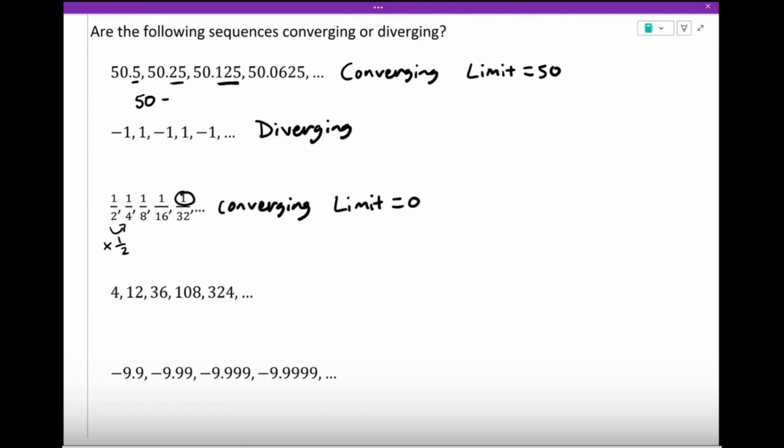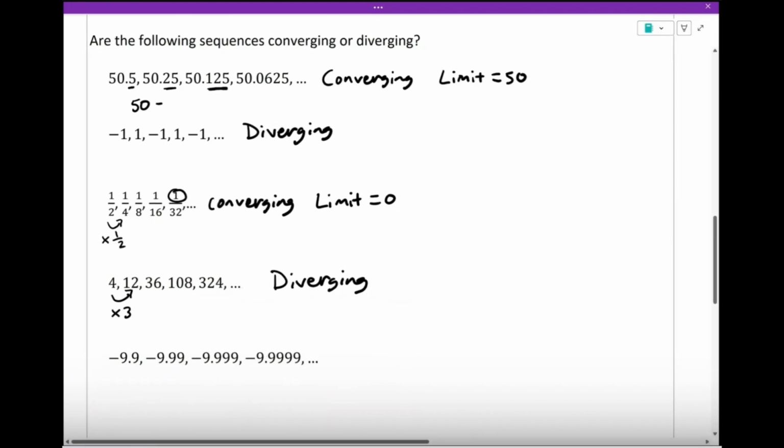If we look at the next one, 4, 12, 36, and so on, it seems that we're multiplying by 3 each time. So we've got a geometric sequence. Because we're multiplying by 3, a number bigger than 1, we're just going to keep getting bigger and bigger. So we're going to go towards positive infinity. This is going to be diverging because we're not going towards a specific value. Let's look at the final one.